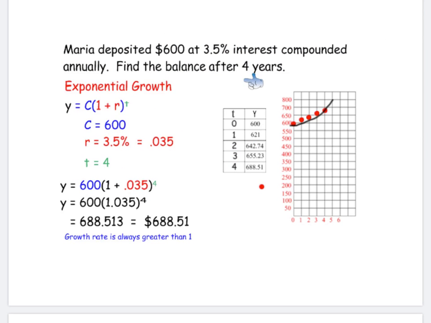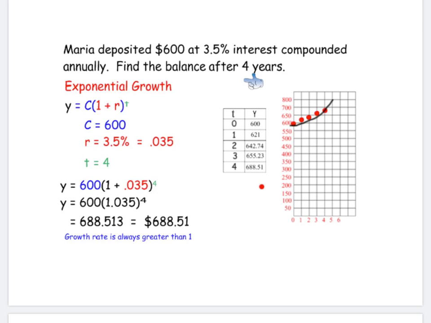So let's take a look at something with exponential growth. The hardest part of this is probably deciding whether it's growth or decay. So we're looking at Maria and having a bank account. When you put your money in the bank, the bank pays you interest because it technically lends it out to people who have loans. So it pays you a certain percentage so that it can use your money while you have it stored in the bank. So this is exponential growth, because they're paying you interest, so your money is increasing.